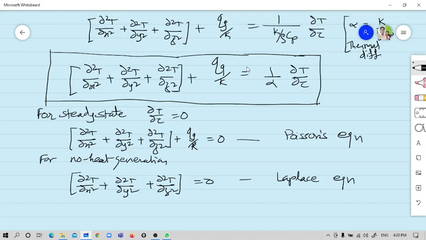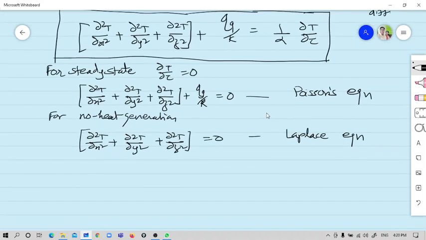Now, this Laplace equation can further be reduced actually. How to reduce that? In most of the cases, we come across applications where heat transfer is there only in one direction. That means there is no heat transfer in y direction, there is no heat transfer in z direction also. So for heat transfer in only the x direction.